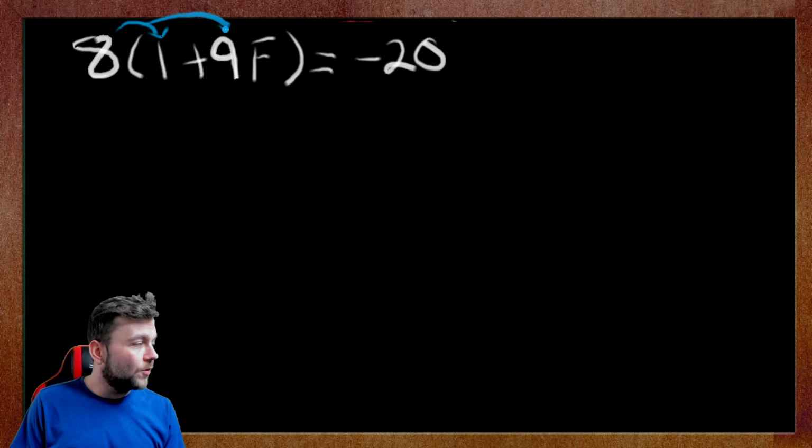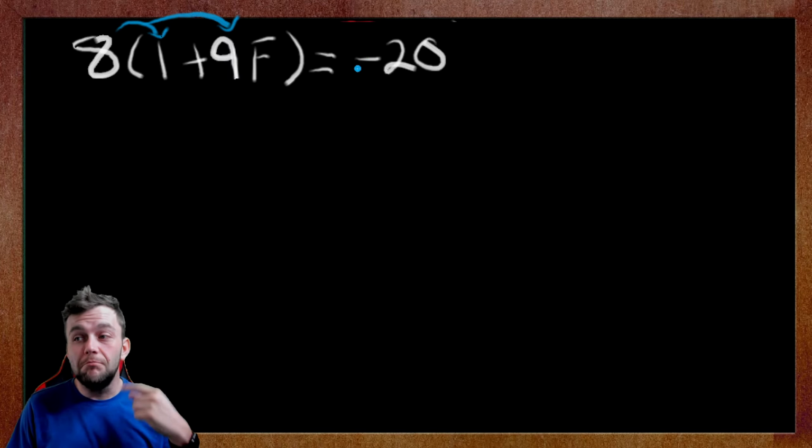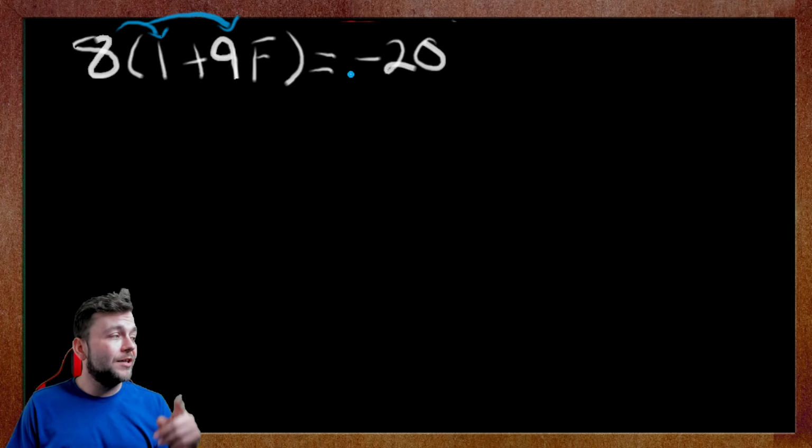So this 8 is going to get passed off. It's going to get multiplied by the 1 and by the 9.